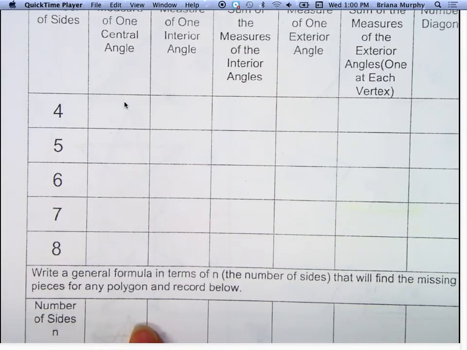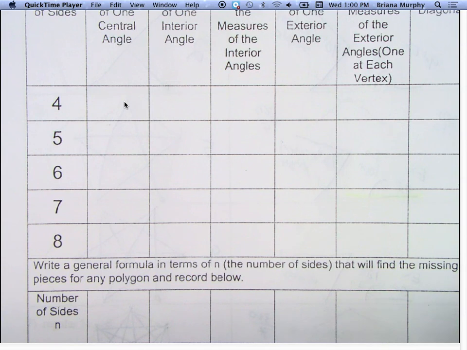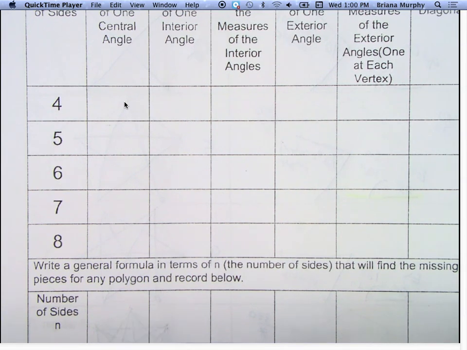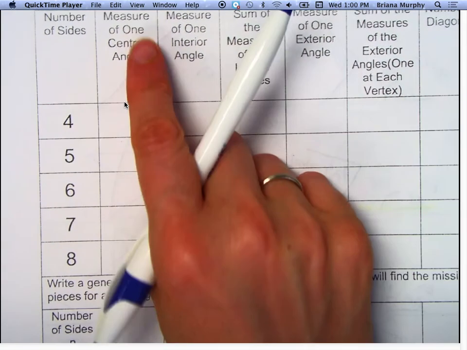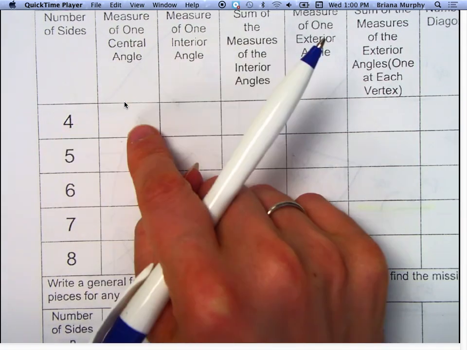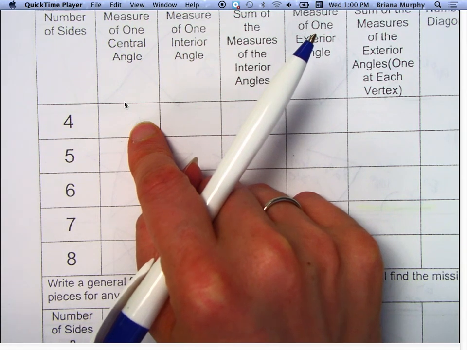This back part is very important because we come up with formulas. Do you guys see this chart? This little bottom part of this chart is the formulas that you will need to do tonight's homework. Okay, number of sides, we've got 4. Measure of one central angle. So you might have to flip it over. What's the measure of one central angle?